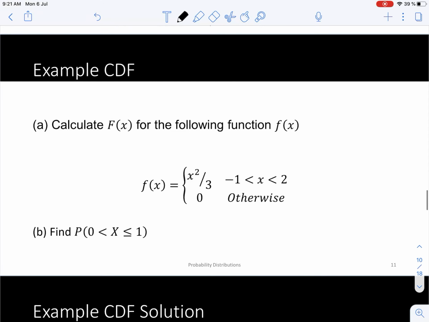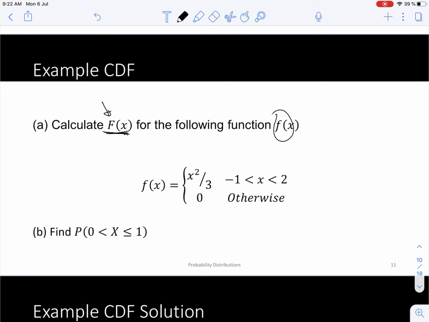Alright, let's check a quick example of the CDF function. This is the same example that we solved at the beginning of the video. We're given a function, which we already know is a PDF, and we want to find the CDF. Please check the notation. The CDF is always referred to by using capital F, while the PDF is with the lowercase f.